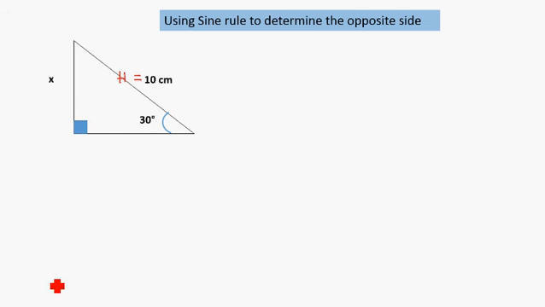Now let's look at the example. First thing we do is label them. This is the hypotenuse, that's your angle. Right across is the opposite side, which we are trying to find out, and this is the 90 degrees.